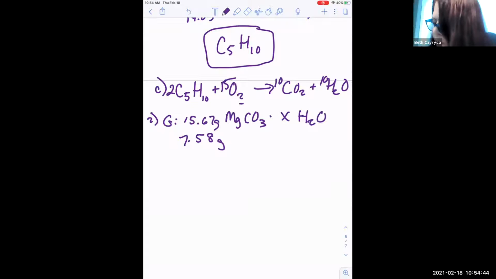All right, so the first mass is the hydrate. And we're looking for what that X is in front of the water. It says we put on the heat and the water is evaporated off. So is the 7.58 the mass of the anhydrate, the waterless salt, or is that the amount of water that was driven off? It's the amount of the waterless salt. Right.